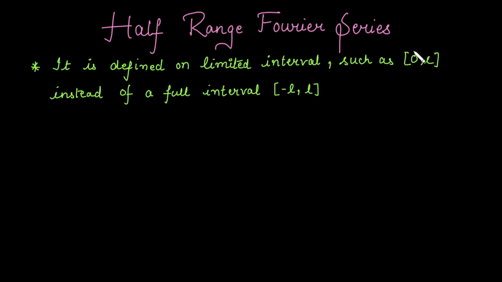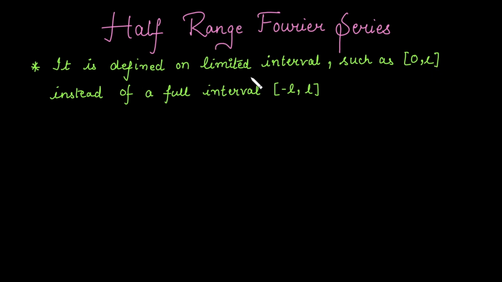Half-range Fourier series. It is a special type of Fourier series where we are considering a limited interval, meaning we are taking the interval from 0 to L. In case of a Fourier series, generally we are taking the interval as minus L to L or A to B, whereas in a half-range Fourier series, we are taking the interval from 0 to L.